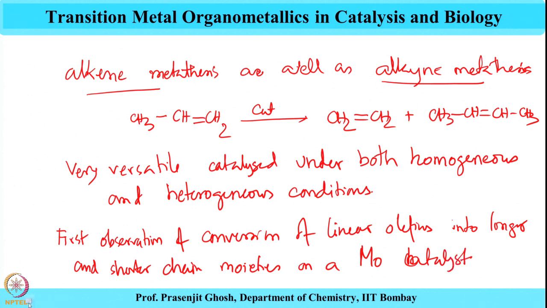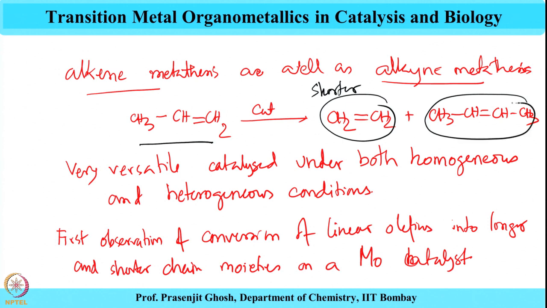And this is very much illustrated by the above example where propylene got converted to a shorter ethylene and a longer butene. So, this was first observed by the conversion of olefin to the longer and the shorter moieties.